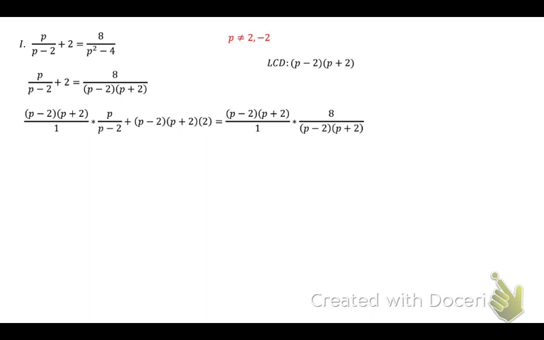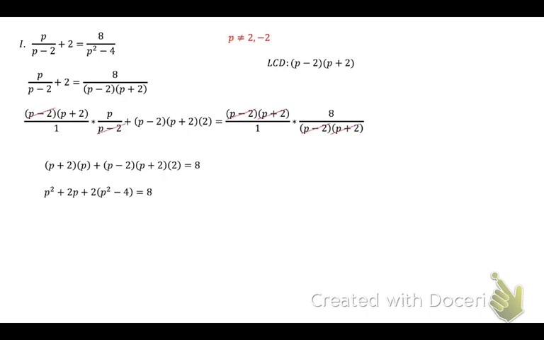So I have (p minus 2)(p plus 2) times p over (p minus 2)(p plus 2). (p minus 2)(p plus 2) times 2. (p minus 2)(p plus 2) times 8 over (p minus 2)(p plus 2). Those p minus 2's cancel. Those p minus 2's cancel, and those p plus 2's cancel. So I'm left with p plus 2 times p, minus 2, (p plus 2) times 2, and that equals 8.